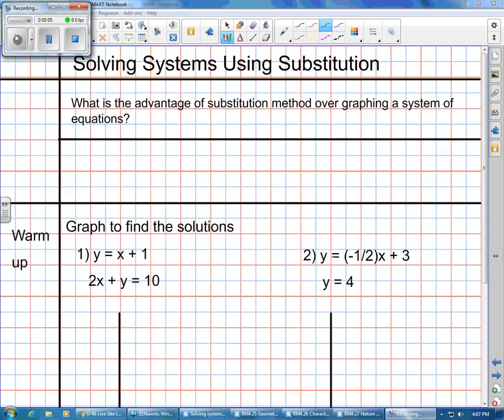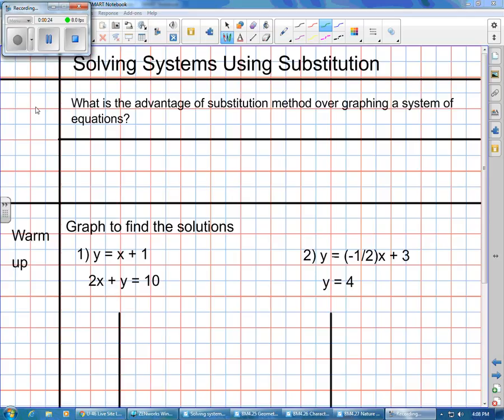We are still solving systems of equations. We've finished the graphing part and we're going to be looking at substitution today. Now you should have picked up a new packet in class today. I will be uploading it onto the Google Classroom so that if you don't have it for some reason, you can take a look and find it on the Google Classroom.